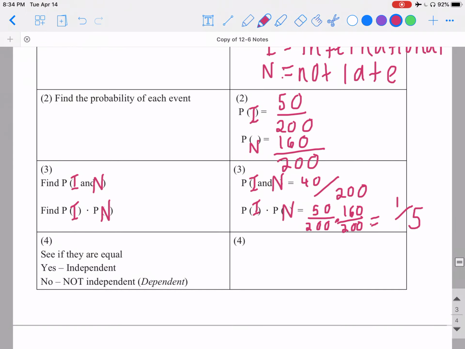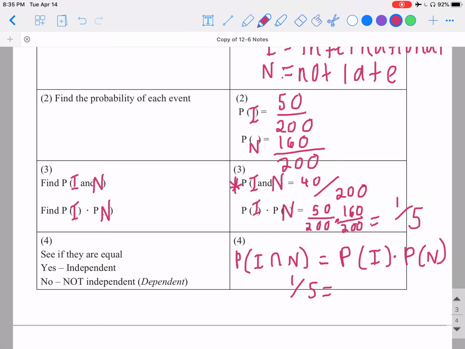And then step 4, I want to see if these are equal to each other. So does the probability of I and N equal the probability of I times the probability of N? If we simplify our first number we have here in step 3, 40 over 200, that equals 1/5. And we found that probability of I times probability of N equals 1/5. So these are independent.